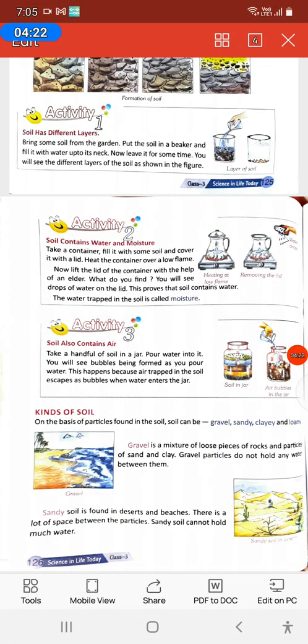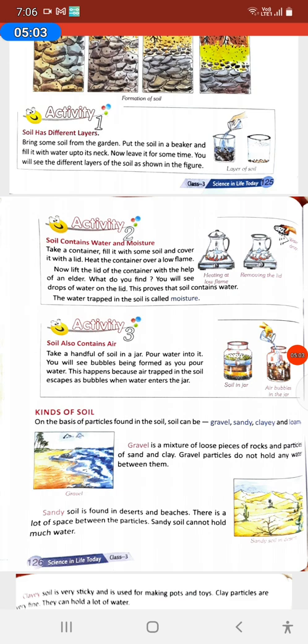Activity 2. Soil contains water and moisture. Take a container, fill it with some soil and cover it with a lid. Heat the container over a low flame. Heating at low flame, removing the lid, water drops. Now lift the lid of the container with the help of an elder. What do you find? You will see drops of water on the lid. This proves that soil contains water. The water trapped in the soil is called moisture.